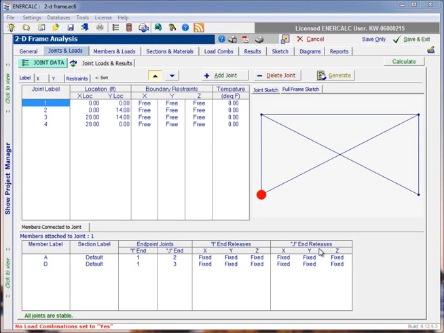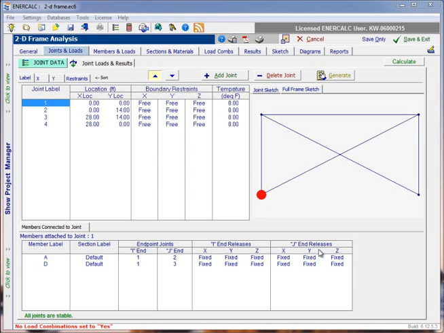So the first thing that I'd like to point out is that boundary restraints and member end conditions kind of work hand in glove because they are both places where fixities or releases come together and potentially introduce hinges or break the continuity of moment flow in a structure.